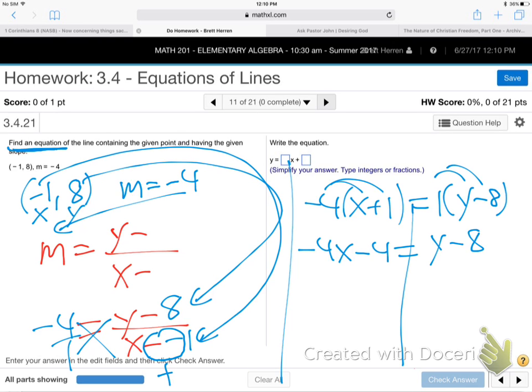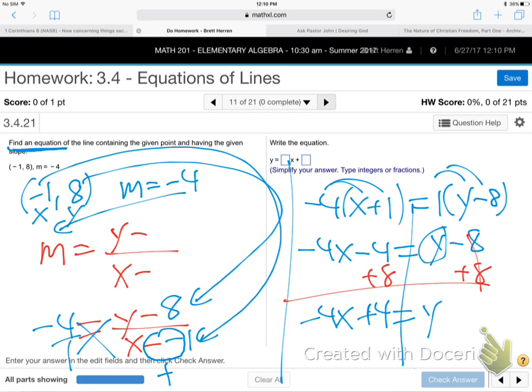And what are we supposed to even do now? What is y saying? What is y always saying? I want to be alone. So we're going to add the 8 over, right? Because y wants to be alone. So add the 8 to both sides. Boom. Y's got his wish. He's alone. And we've got y equals minus 4x plus 4. Right? No, not plus 4. Yeah, plus 4. 8 minus 4 is 4. Yeah. There we go. Y's alone. We got the equation.